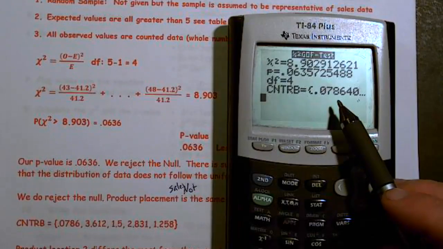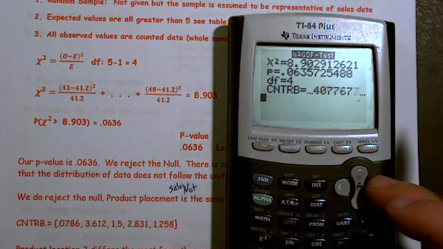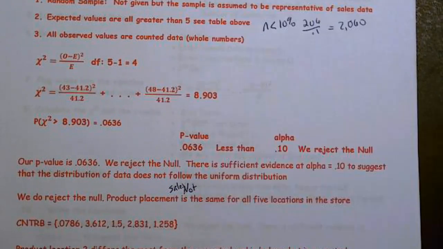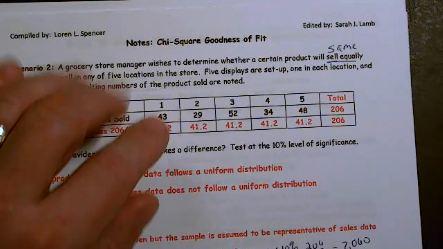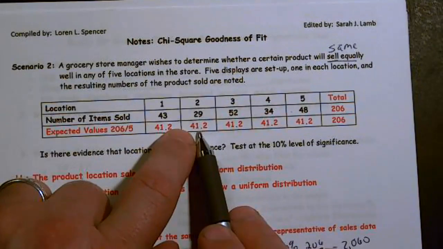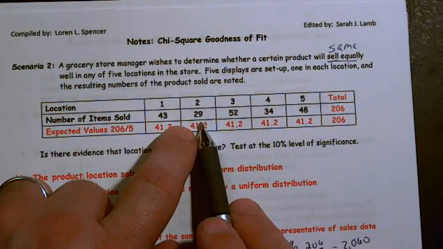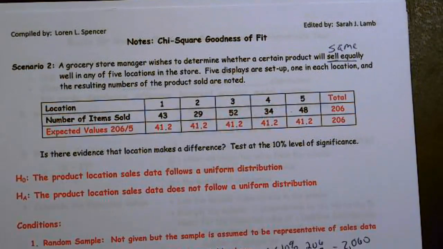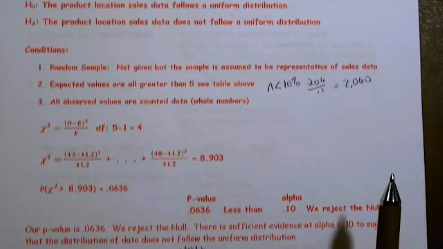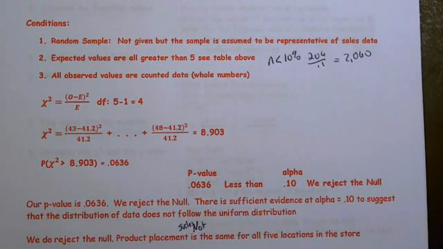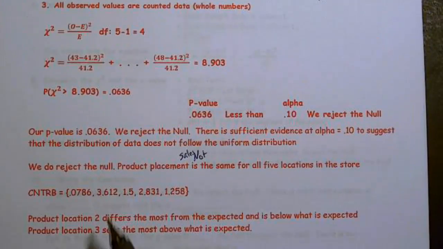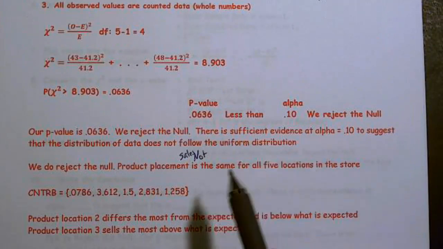We have our contributions here at the bottom, and if we scroll across, we can see the contributions. There'll be 5 contributions. The largest contribution is the 3.6. So that's the second one, and that's 29 minus the 41.2. This is the biggest difference. And we know that it has lower sales, so that one ends up being negative, but everything being squared makes it positive, and that ends up having the largest contribution. It impacts the chi squared the most.